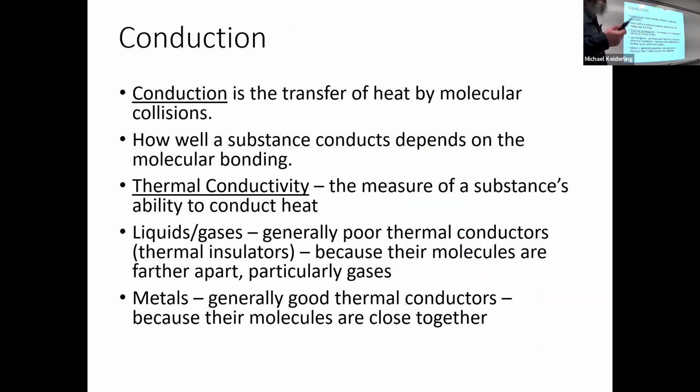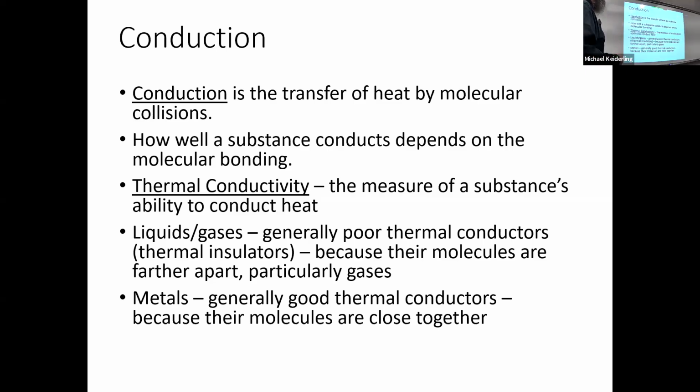So conduction is transfer of heat by molecular collision. How well a substance conducts depends on the molecular bonding. Metals tend to conduct very well. Things with gases and liquids tend to conduct poorly. Thermal conductivity is a measure of a substance's ability to conduct heat.